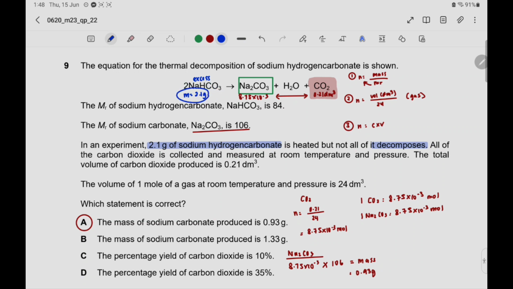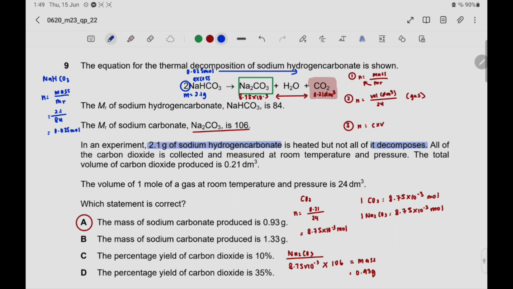I will use my mass to calculate my NaHCO3, my sodium hydrogen carbonate number of moles. So NaHCO3 number of moles is mass divided by Mr. So it's like 2.1 divided by 84. You can straight away divide by 84. You don't have to do any other things. So it's 0.025 mole.